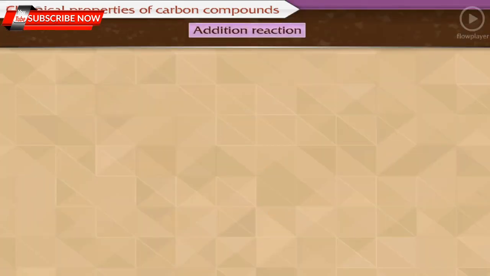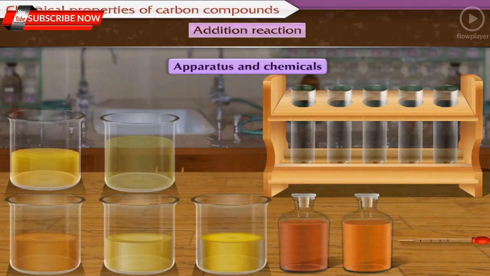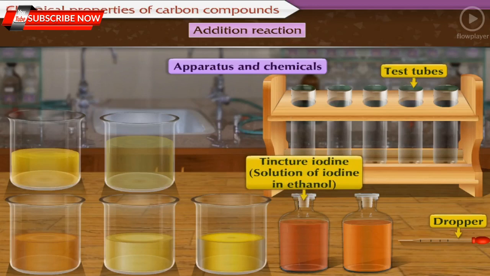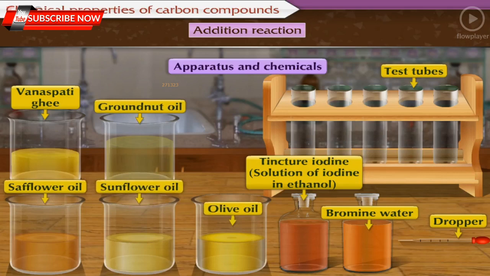Addition reaction. To understand the addition reaction, let us perform an activity. Let us see the apparatus and chemicals required to perform this activity. Apparatus: test tubes, dropper, etc. Chemicals: tincture iodine, that is, solution of iodine in ethanol, bromine water, liquefied vanaspati ghee, various vegetable oils like groundnut oil, safflower oil, sunflower oil and olive oil, etc.